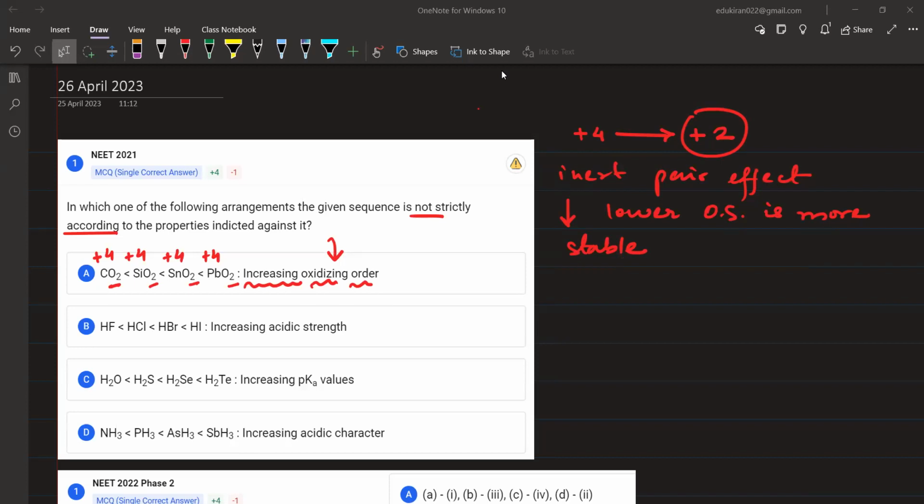Is this clear? Yes or no? Please tell me. Yes, sir. This is correct, the statement is correct. That means this is not the right option. Then next we have HF, HCl, HBr and HI.